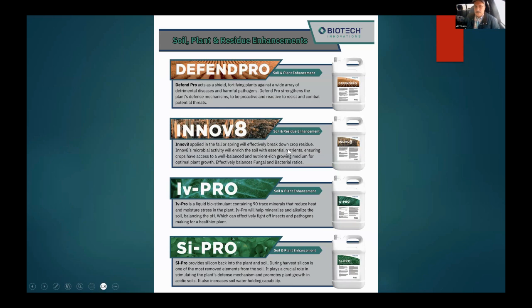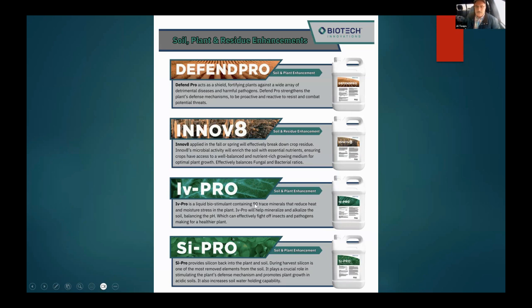Innovate is our stubble or residue breakdown product. It has high fungal colonies. If I see an imbalance with a really wide fungi to bacteria ratio, and I just think we never use enough fungal inputs because we do such damage to them, this is our product that helps solubilize those residues and helps build higher levels of fungi in the soil.